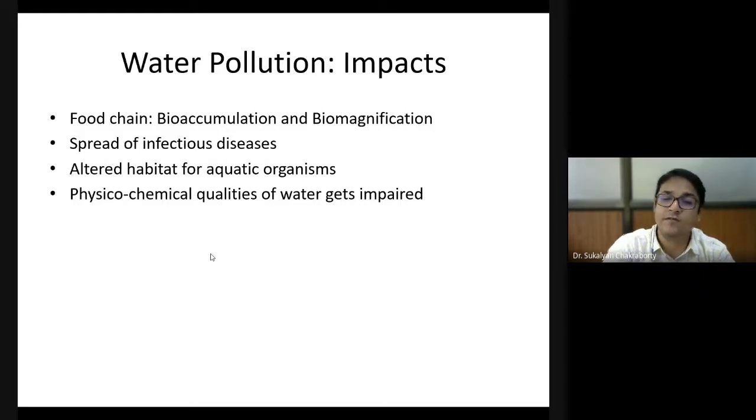Impacts. First of all, the organisms who come in contact with these pollutants, plants or animals in the water body, they get affected. Some of them ingest these chemicals. And due to that, what happens? It travels to the higher trophic levels also in the food chain. That leads to bioaccumulation and biomagnification. Spread of infectious disease due to the presence of pathogenic organisms. Physicochemical quality impairment. That is, the physical and chemical properties which should be there for a good water resource are hampered.